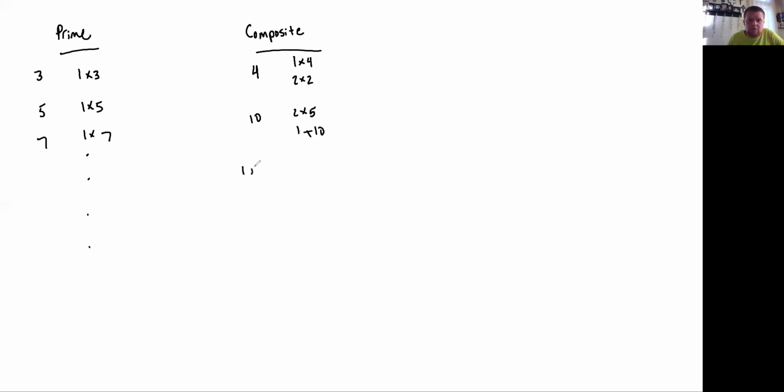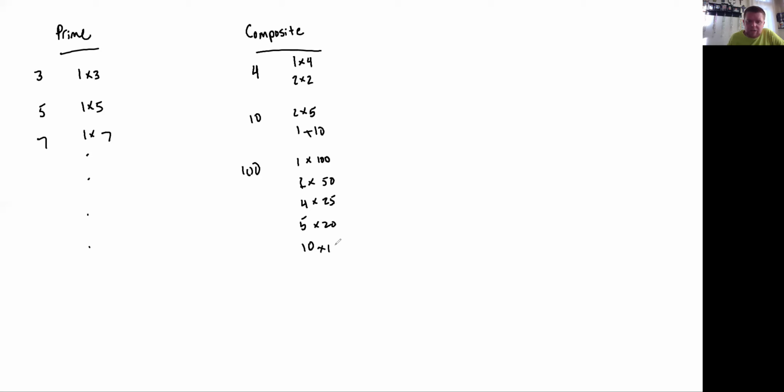And 100 is a composite number because I can do a number of things. I could do 1 times 100. I can do 2 times 50. I could do 4 times 25. I could do 5 times 20. And I could do 10 times 10.